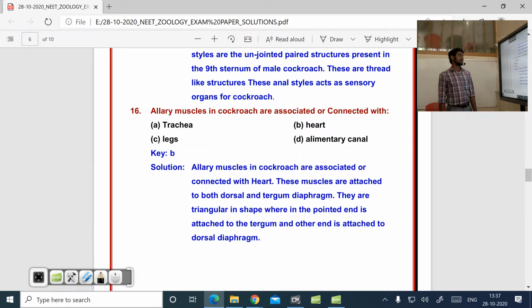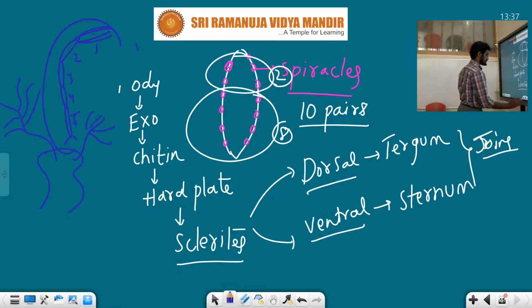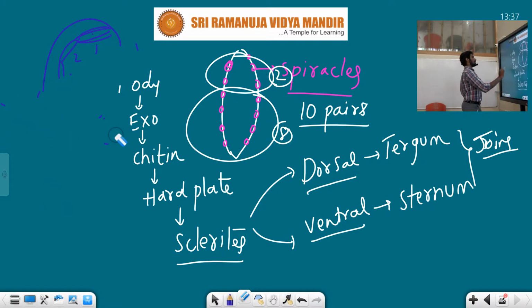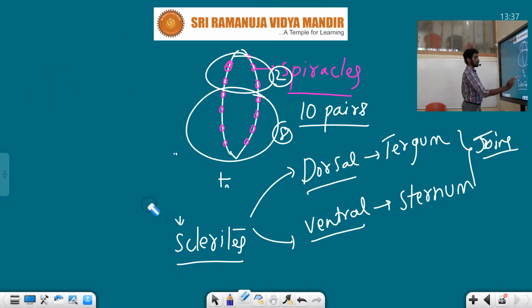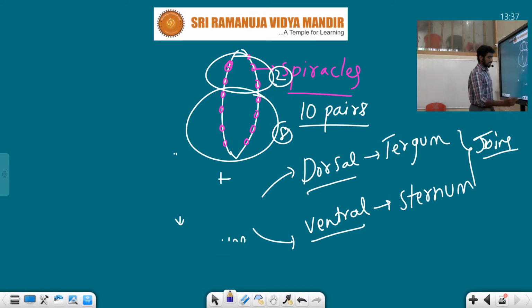Next, another one is C, student. Alary muscles in cockroach are associated or connected with the heart. Let us see where the alary muscles are once again. Okay, alary muscles. So you already know there is a 13-chambered heart in the cockroach, right? So let us see the diagram first now.